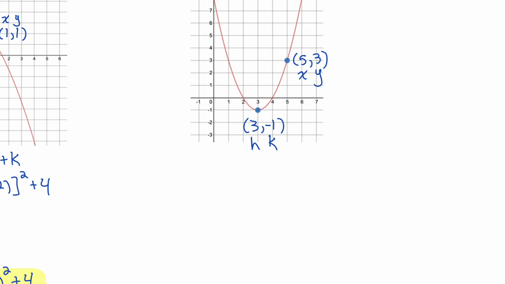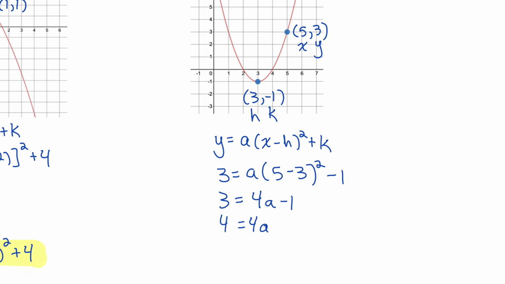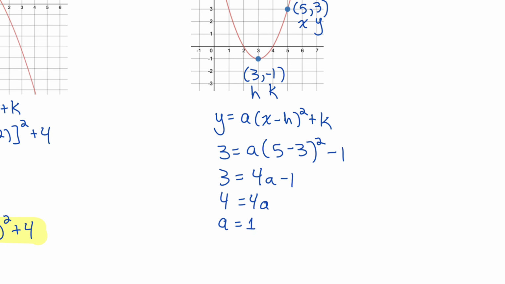So into the vertex form equation, I can sub in for h and k and x and y, and then solve for a. Solving for a, I'll do 5 minus 3, which is 2, and then squaring it to get 4. So I have 3 equals 4a minus 1. Add this 1 to the other side, giving me 4 equals 4a. And 4 times 1 is 4, so my a value must be 1. So my final vertex form equation, if the a value is 1, you don't have to write it.